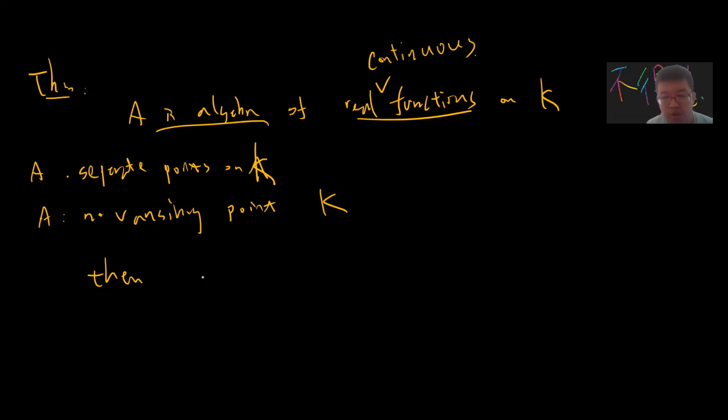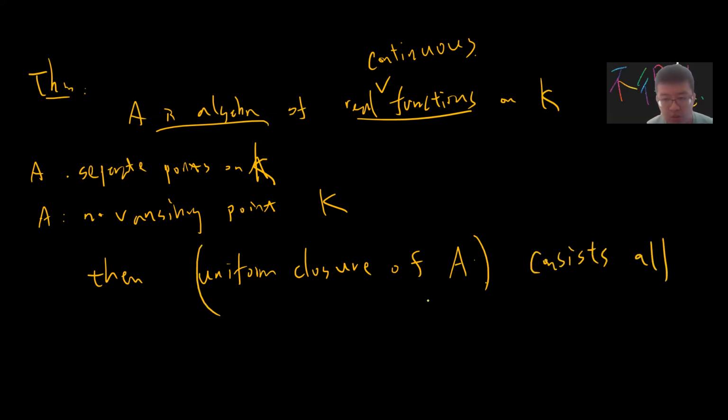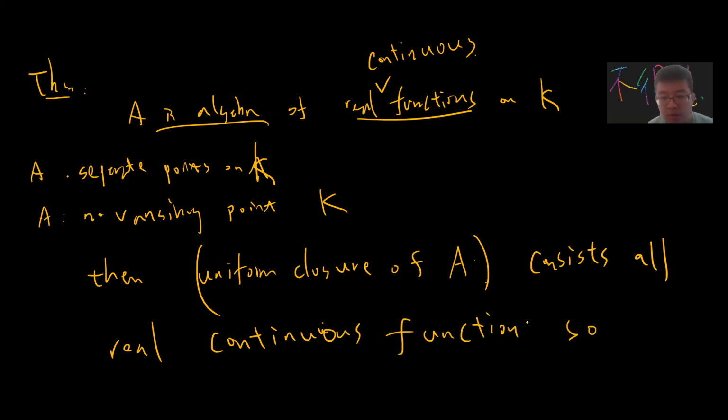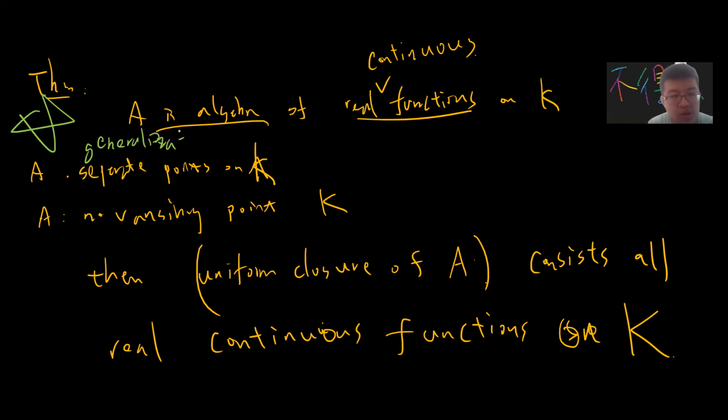Then the uniform closure of A consists of all real continuous functions on K. So this is the final theorem that I plan to prove. This theorem is a generalization of the standard Stone-Weierstrass.